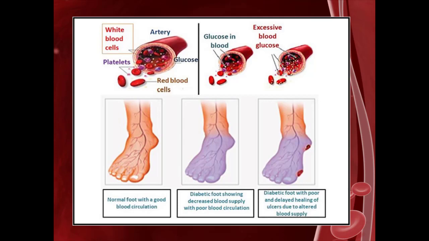As you can see in this image, it just shows the normal foot with good blood circulation, the diabetic foot starting to show a decreased blood supply due to poor circulation, and then the diabetic foot with the ulcers. These ulcers often on these feet do not heal and can lead to amputation.